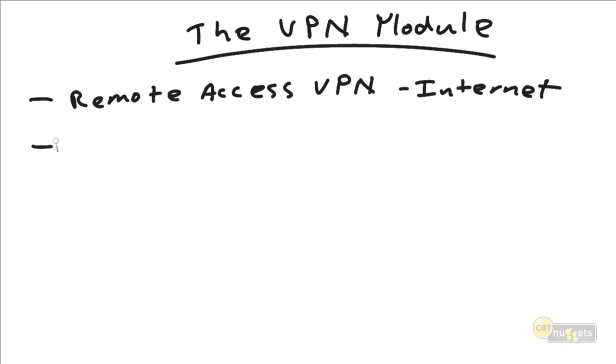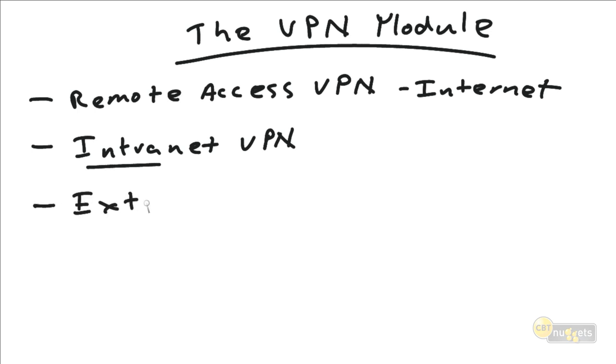We might have what we call an intranet type VPN. This is for one branch office to communicate to headquarters. Notice it's stuff that's internal to our organization, but then we may have an extranet VPN. This is where we allow partners to securely connect to our headquarters, for instance, and access certain information.